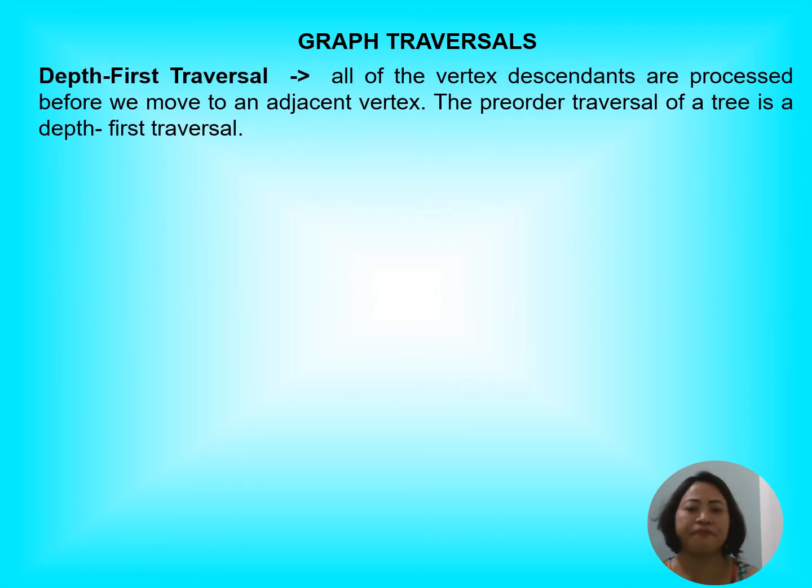All right, so we have now graph traversal. When we say graph traversal, that means we're going to visit each vertex, and each vertex could be processed only once. There are two types of graph traversal that we could use: the depth first traversal and the breadth first traversal. When we say depth first traversal, that means all the vertex descendants are processed before we move to an adjacent vertex. It is just like a pre-order traversal in a tree.